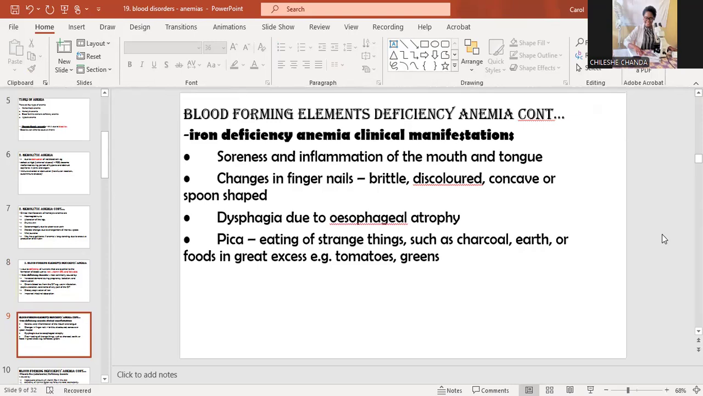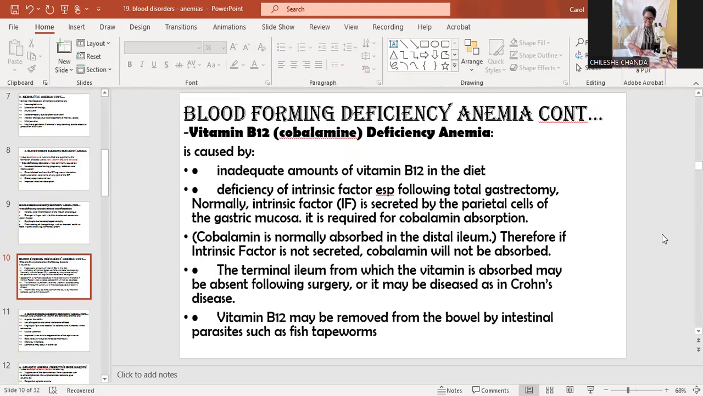Patients will have dysphagia. Dysphagia is simply painful swallowing. This is as a result of atrophy of the esophagus. The patient will start experiencing pica. Pica is simply craving of weird foods. They'll start craving foods such as charcoal, such as earth, soil. This is because they will be lacking things like iron. So they'll be craving all these kinds of foods that are abnormal.